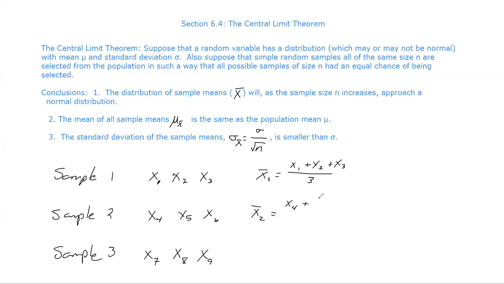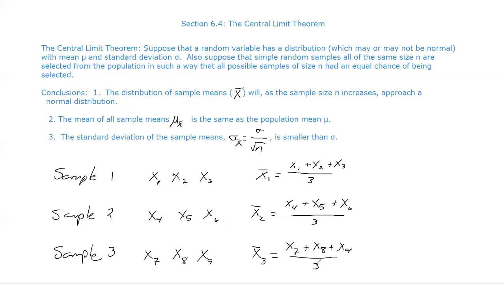I'm sorry, for sample 2 and sample 3, it's going to look like this. Divided by 3. And x sub 3 bar is x sub 7 plus x sub 8 plus x sub 9 divided by 3. So far, nothing new. We've been doing this since section 3.1.